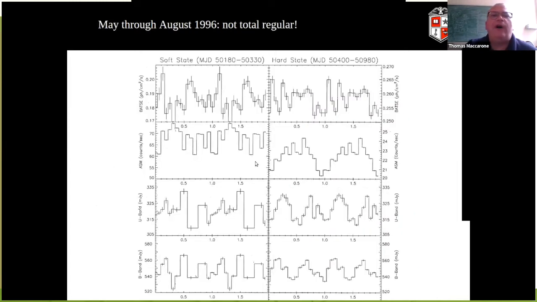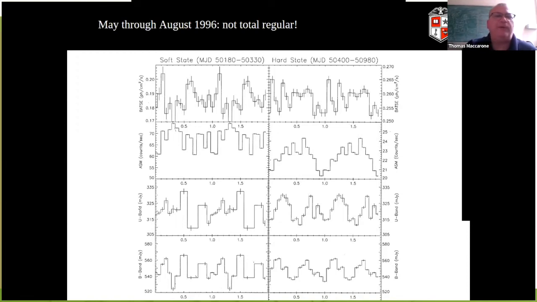All right, so now one of the other things that we have to worry about is this is data from May through August of 1996, and the optical data are here, U-band here, B-band here, and then the top 2 panels are showing X-ray data in 2 different bands. And what you can see is that it doesn't show exactly the same profile as the average value that had been obtained from the earlier data.